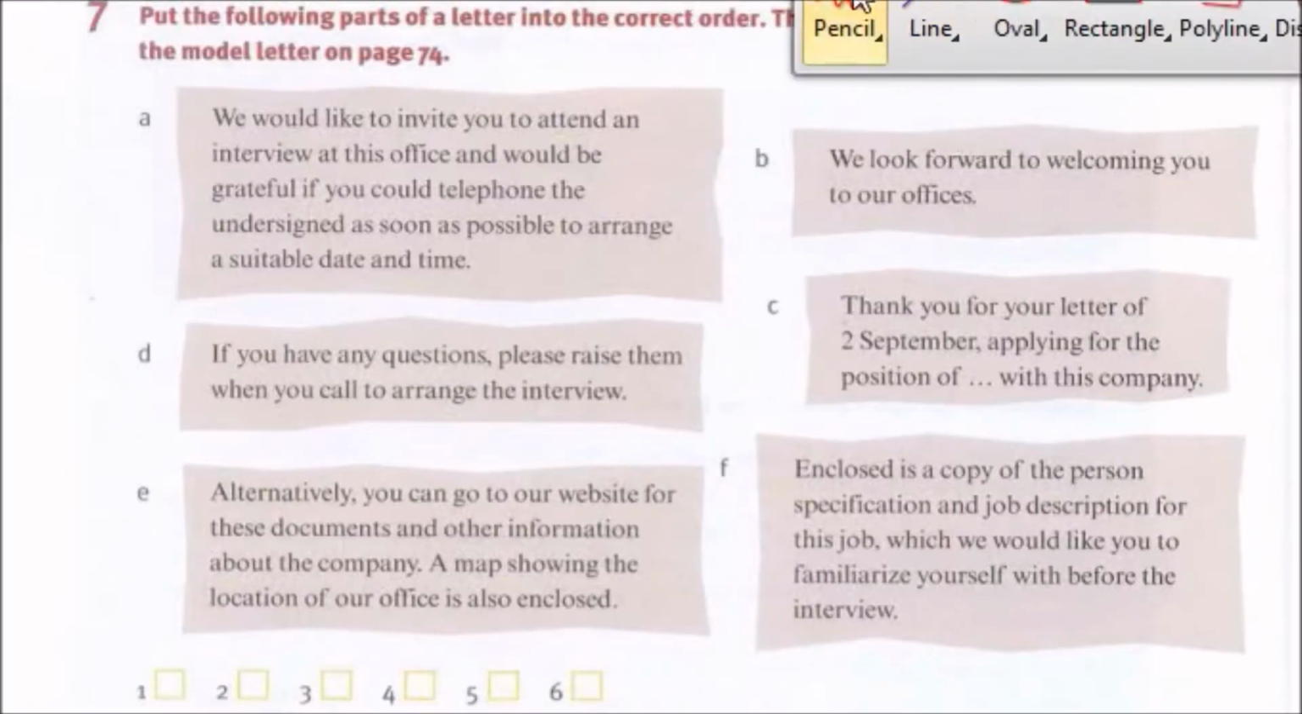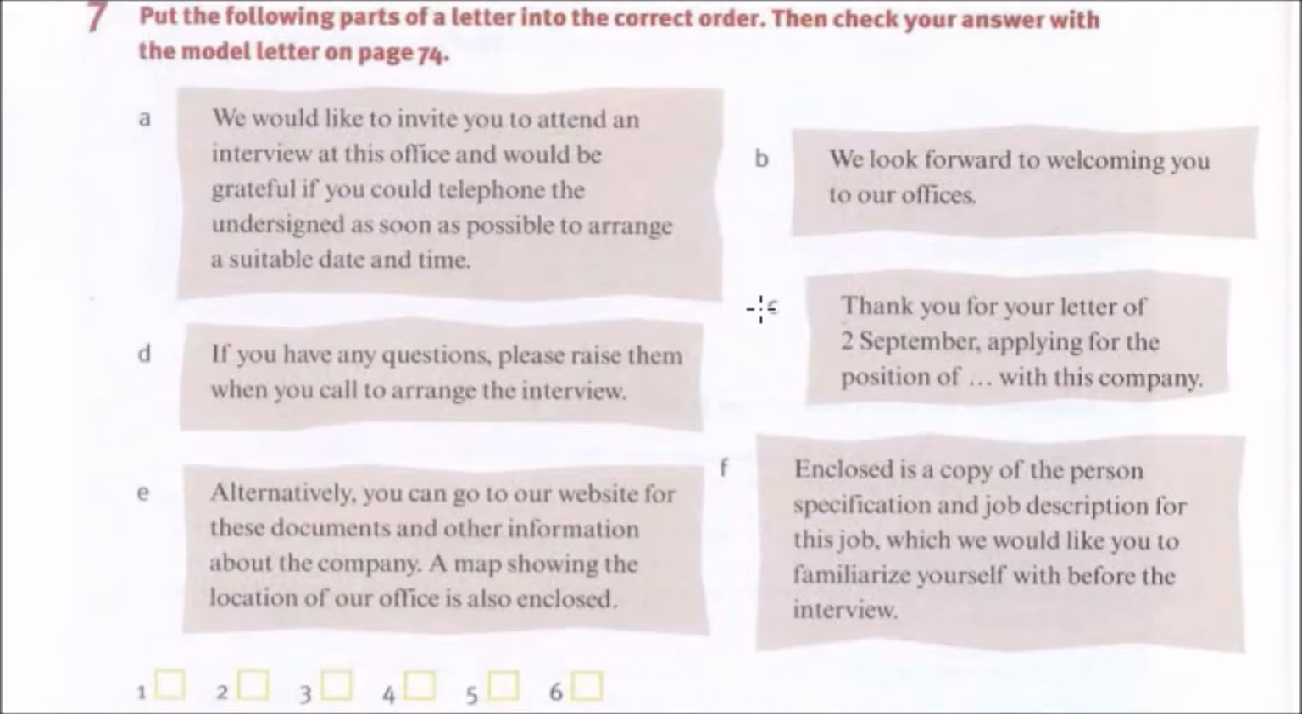Now let's check your answer. The first part of a letter is letter C. The second part of the letter is letter A. The third part of a letter is letter F. The fourth part of a letter is letter E. The fifth part of a letter is letter D. And the sixth part of a letter is letter B.